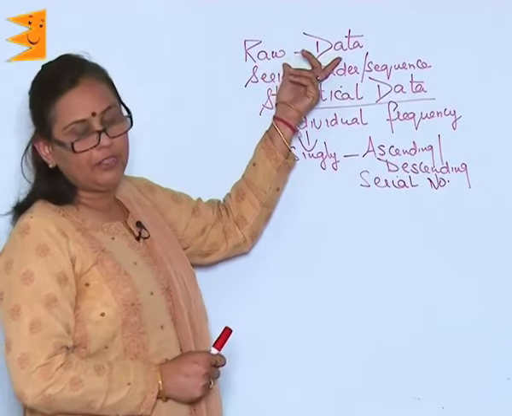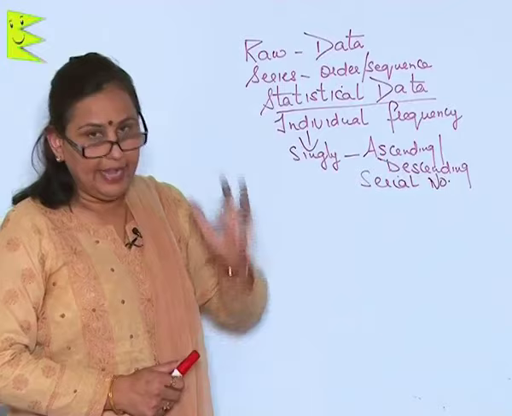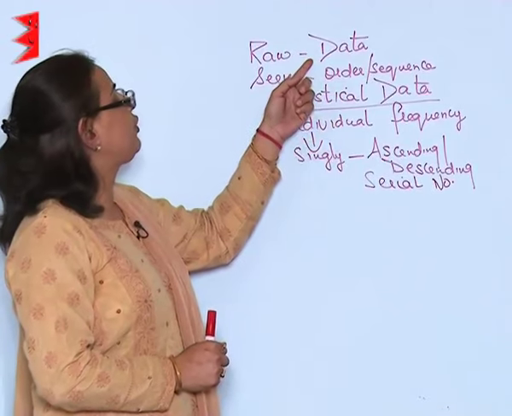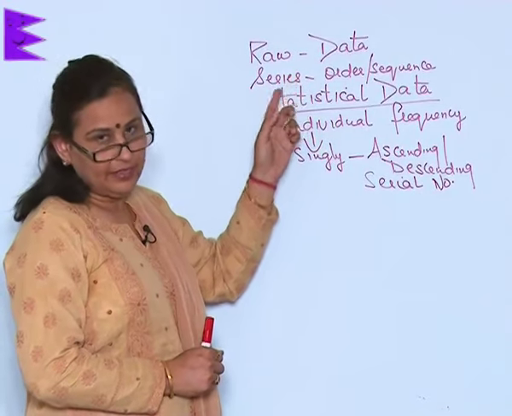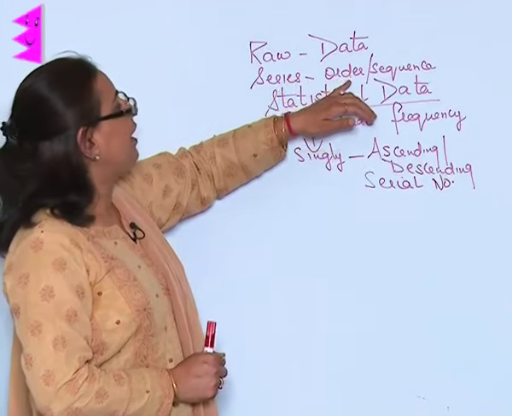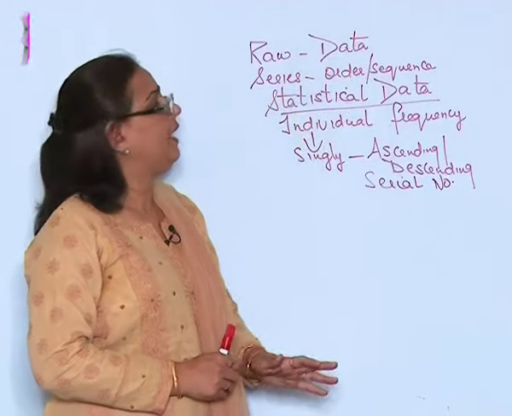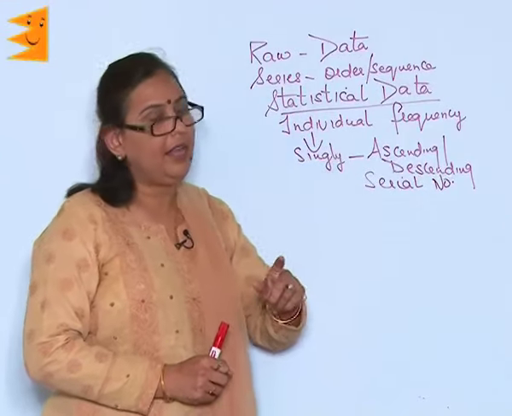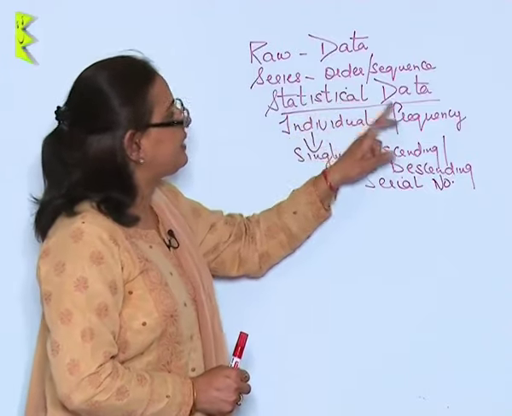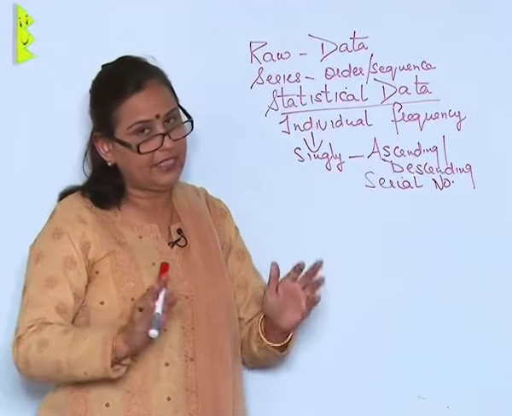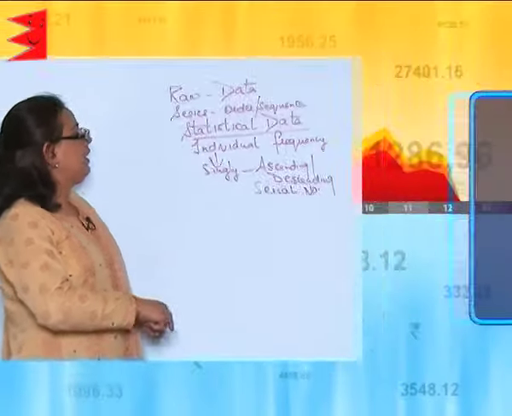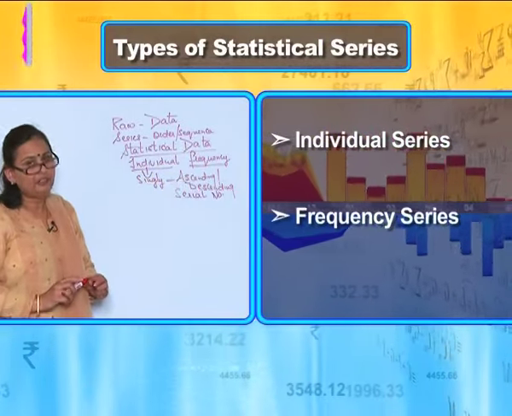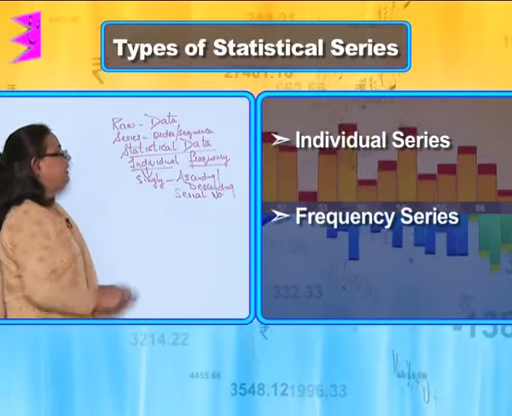The raw data that we are talking of is cumbersome, lengthy, haphazard, not easy to handle. Therefore, we put this raw data into series. Series means that we put the data in order or sequence, and thus now we are going to study how the raw data is presented as statistical data. When we talk of statistical data, it is of two types, the individual series and the frequency series. First of all, I am going to talk about the individual series.